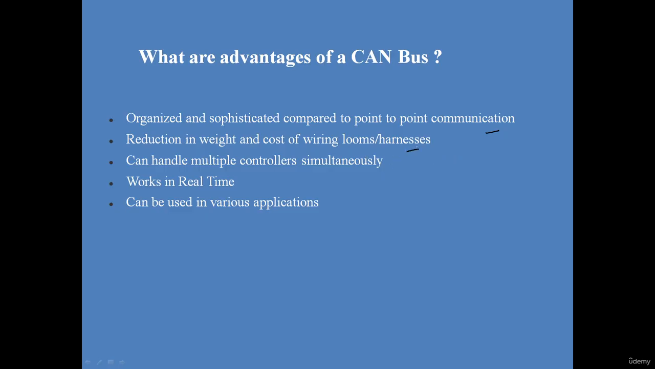So there is a reduction in weight and cost of wiring looms and harnesses. It can handle multiple controllers simultaneously. CAN works in real time. Many real-time applications can be implemented with the help of CAN and can be used in various applications. As we have seen, it is used in multiple industries.